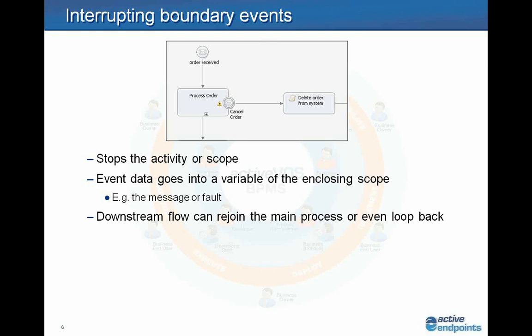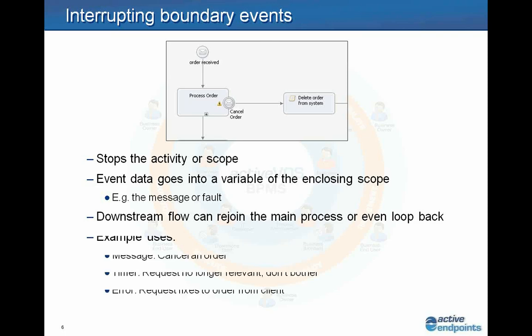And then the downstream flow or those activities are allowed, unlike the non-interrupting ones, to rejoin the process later or even potentially loop back to an earlier process. So this is something along the lines of, if you want to update the order, maybe it needs to go back to an earlier step. So example uses, canceling an order is typical for interrupting.